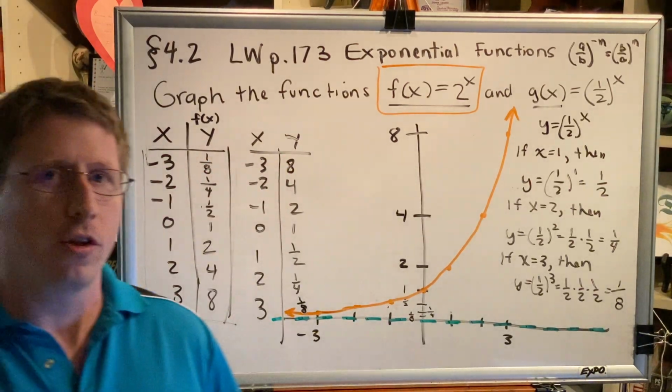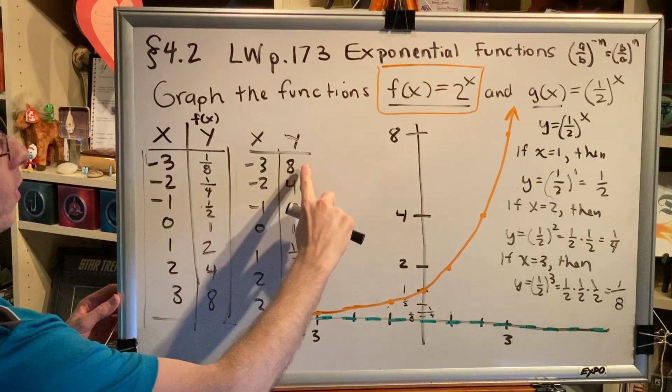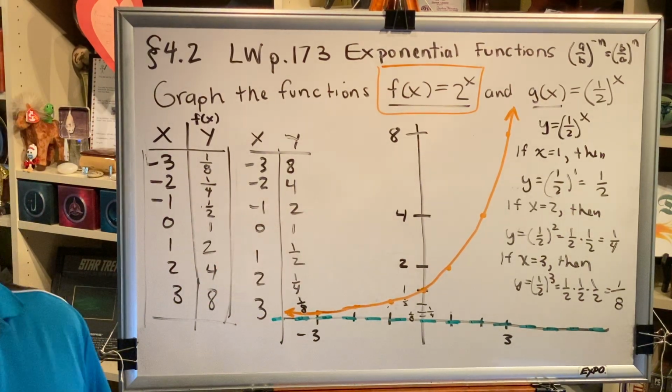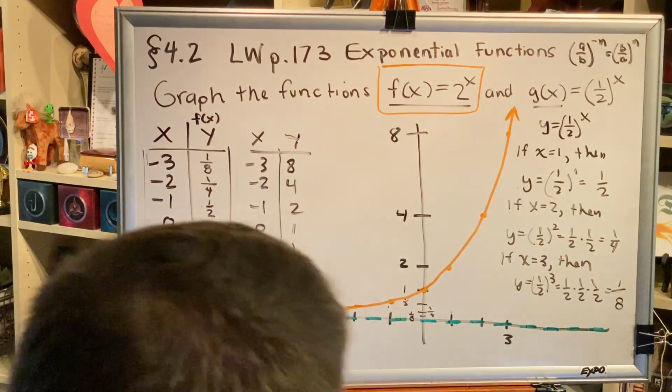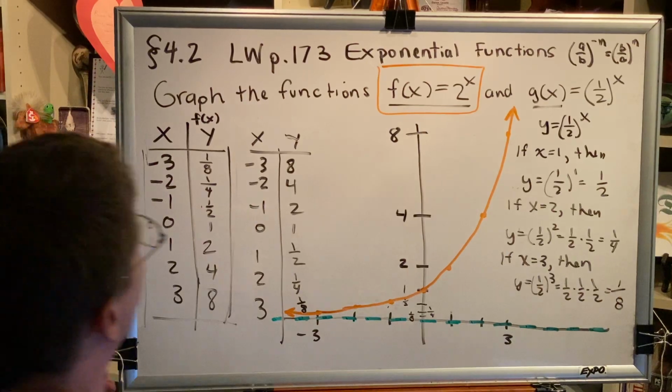Now there's something I'd like you to notice about the values in these two tables. They're the same, they're just in the reverse order. This one went from 1/8 to 8. This one is going from 8 to 1/8. So these are going to be really similar points that we are about to plot. Let's go ahead and create our graph now.